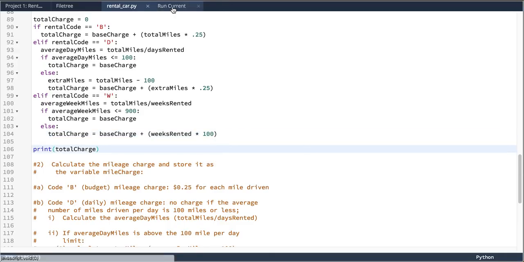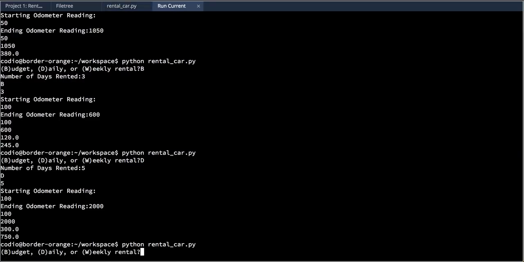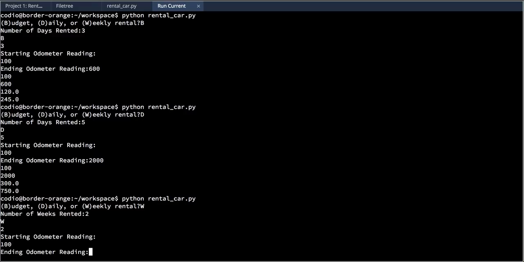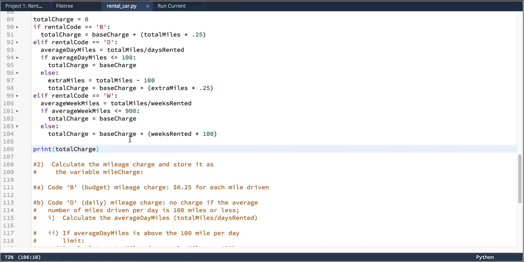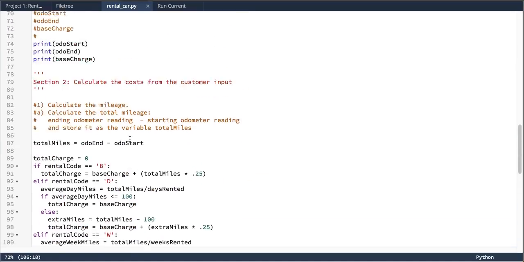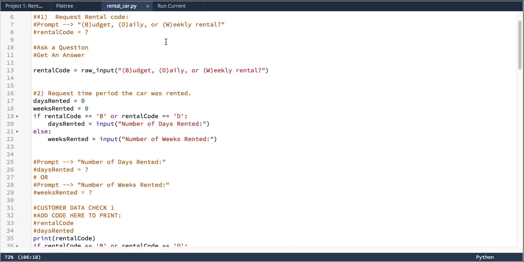So if we test this for weeks, and we say weeks, it's 2 weeks. The starting odometer reading is 100. The ending odometer reading is 3,000. $580 looks to be right. So that is section 2 of the rental car project.